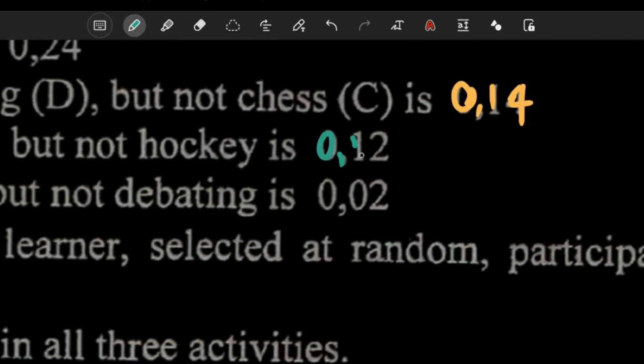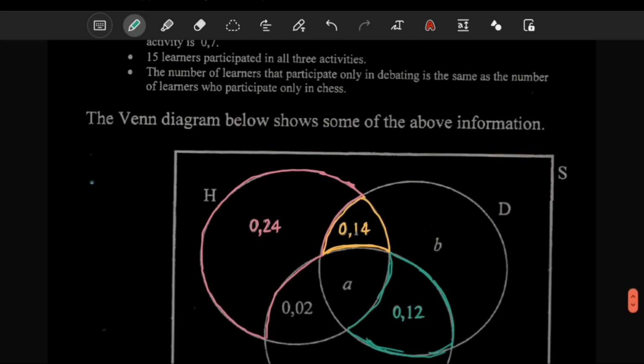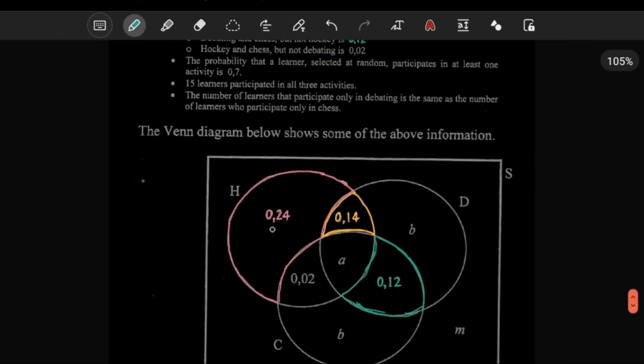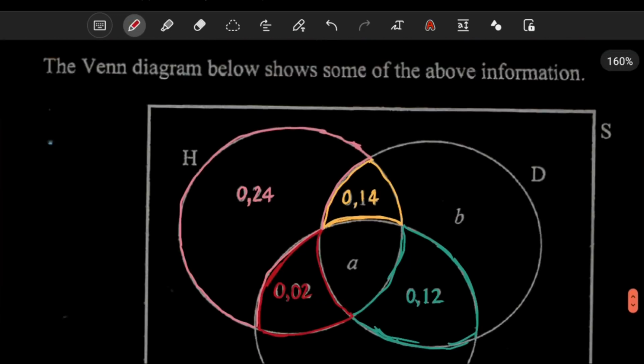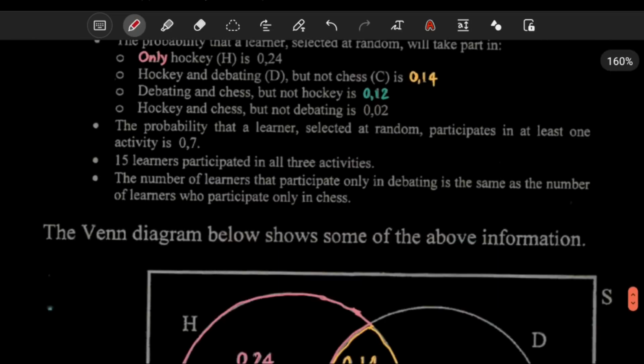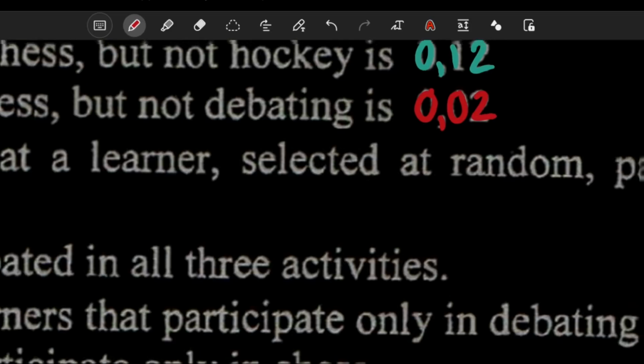Color coded. So the next one, they said there, hockey and chess, but not debating. Okay, hockey and chess, but not debating. You see where hockey and chess meet, excluding debating, is this value over there. Moving on. Oh, color code everything. I just had to, didn't I?